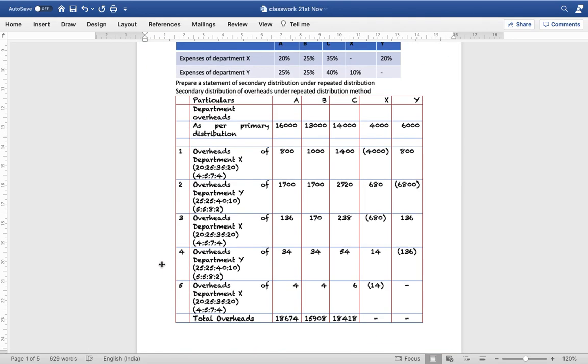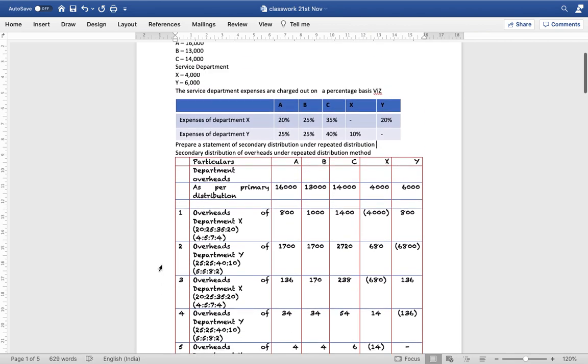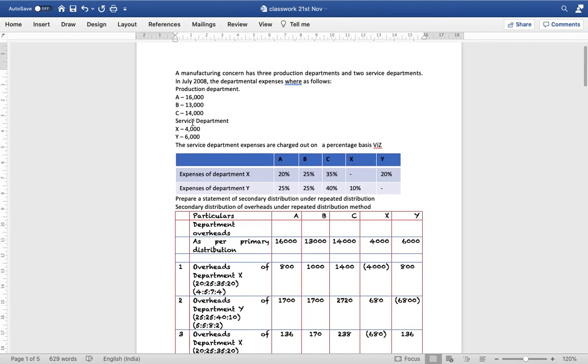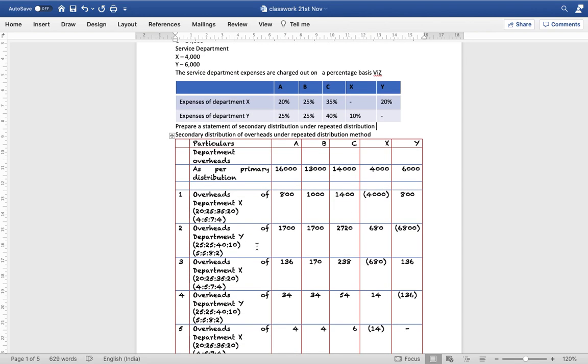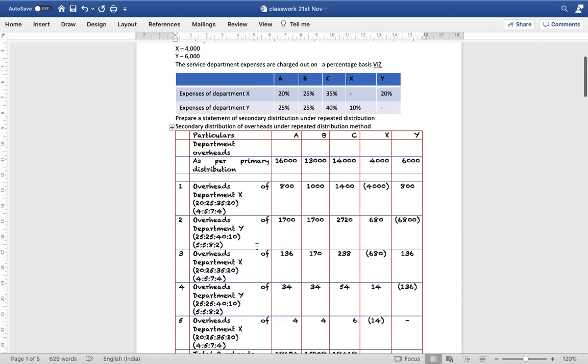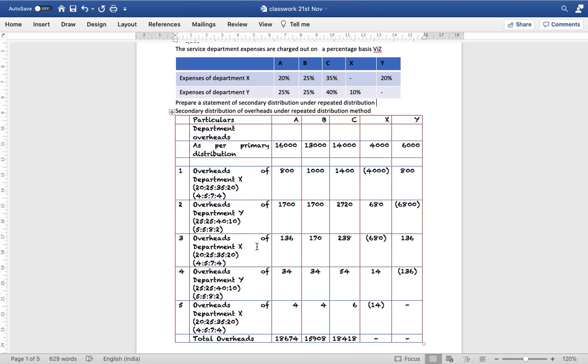So this is called as repeated distribution method. Taking the overheads from the primary distribution table, the overheads of service department are distributed to the production department and also to the service department repeatedly till the overheads of service department becomes obsolete.